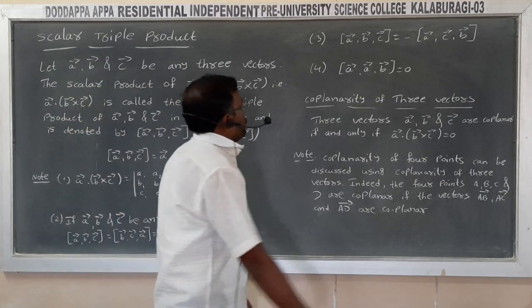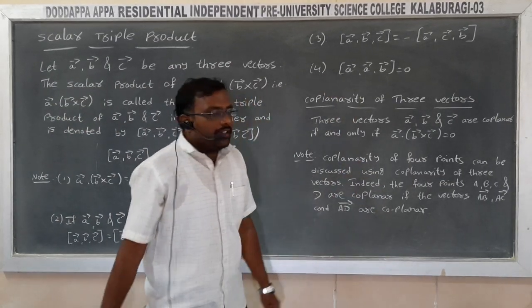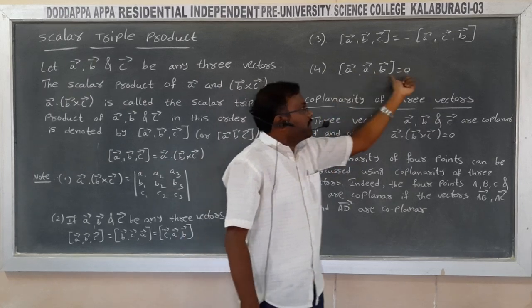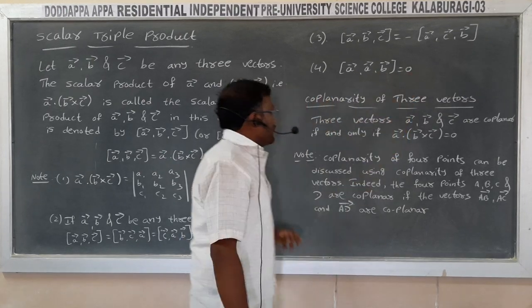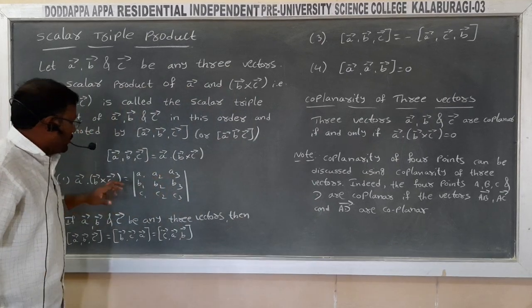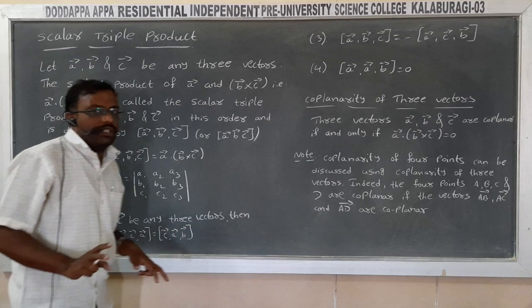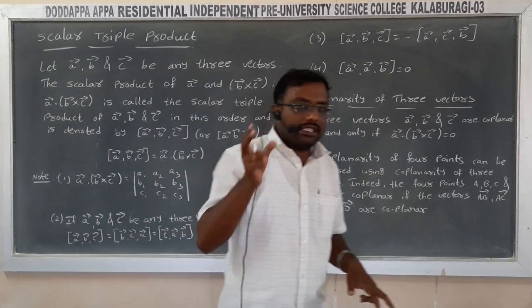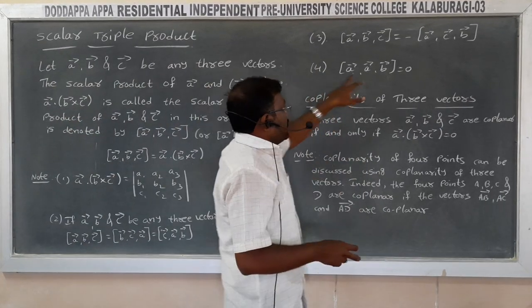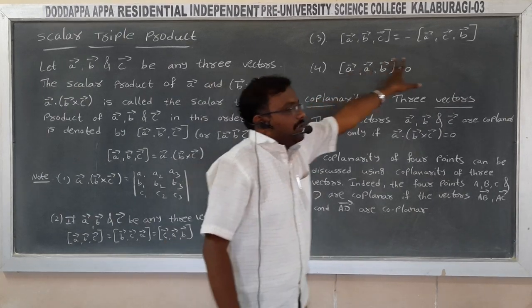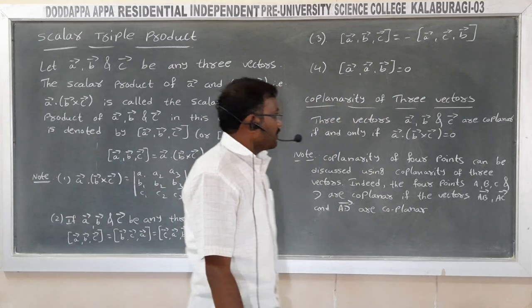Next, the fourth point. If any two vectors are the same, then you can take that one as equal to 0, because we know that in determinant form, if any two rows or any two columns are the same, then the value is 0 by property. That condition is applied here. That's why when two vectors are the same, you can take that as 0.